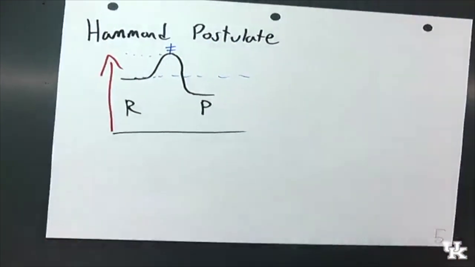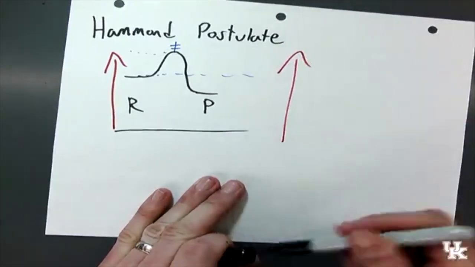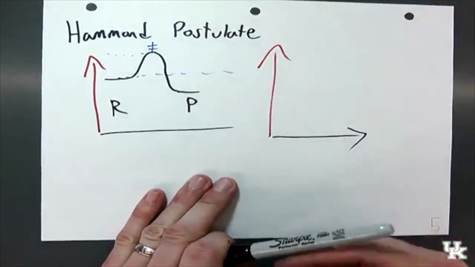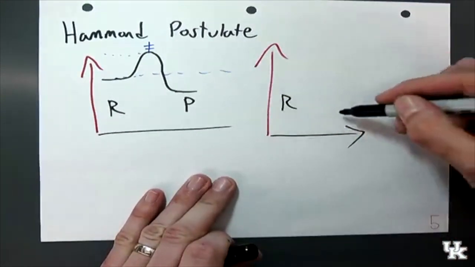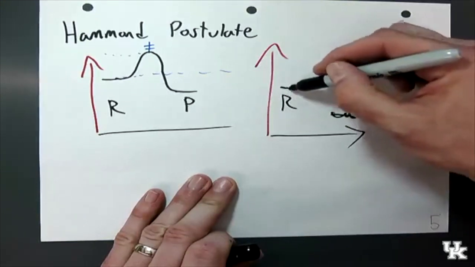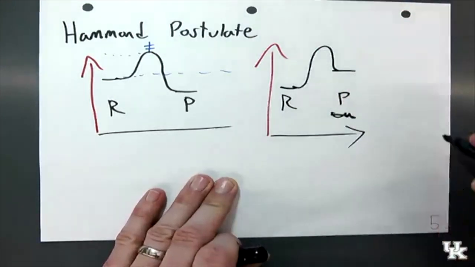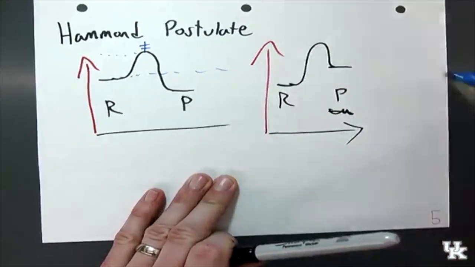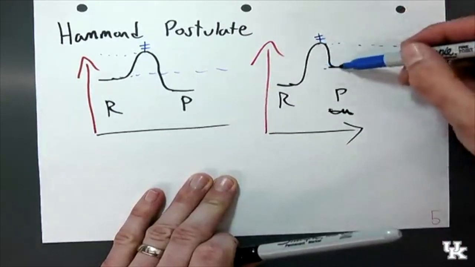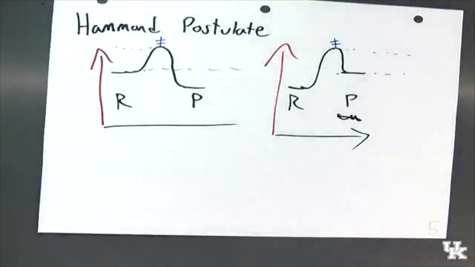The converse is also true. If you have a different reaction, again, energy is always increasing going up, and the reaction is progressing going to the right, and you have reactants going to products. And it's endothermic. Transition state is here. And the energy of the transition state is a lot closer to the energy of the products, so the transition state will look more like the products.